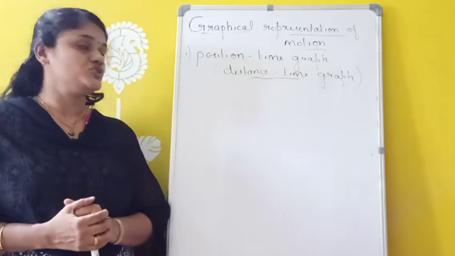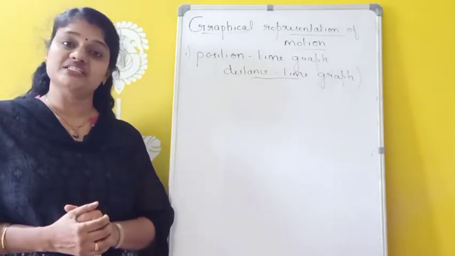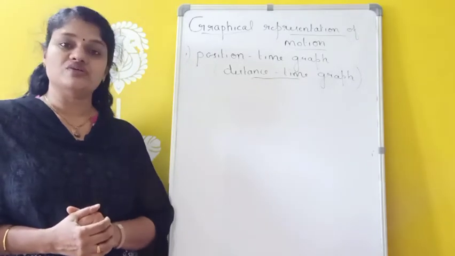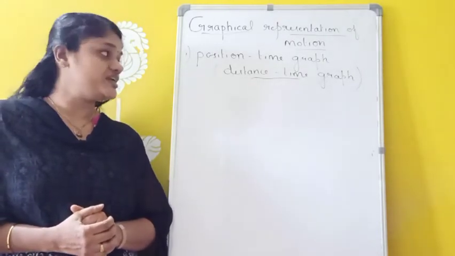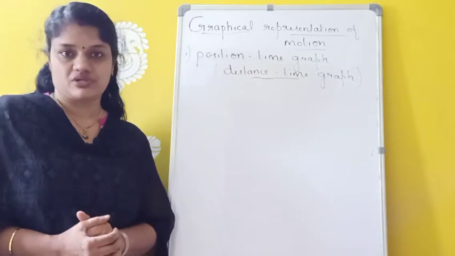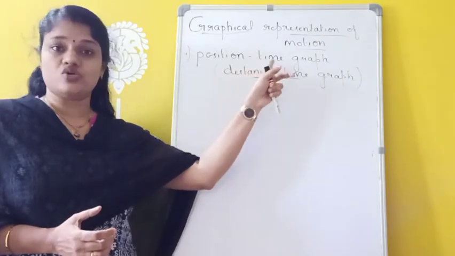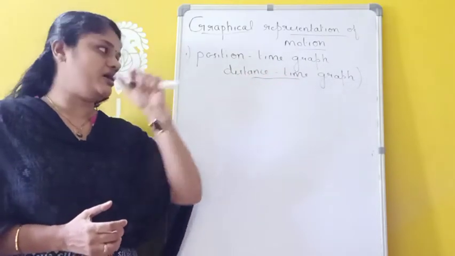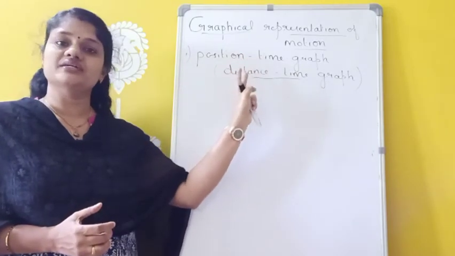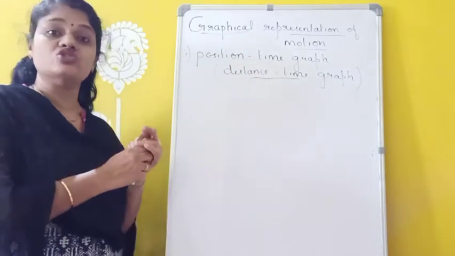Welcome children. Today I am dealing with graphical representation of motion. In that, the first one is the position time graph. What is another name for it? The position time graph is otherwise known as the distance time graph. And the slope of this distance time graph will give the velocity of the object.